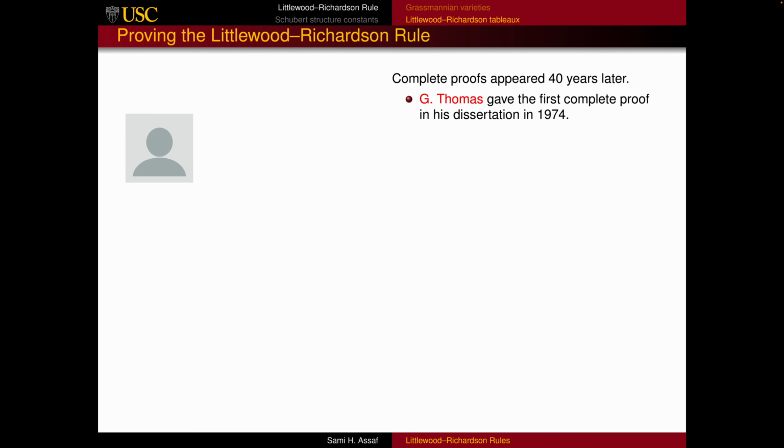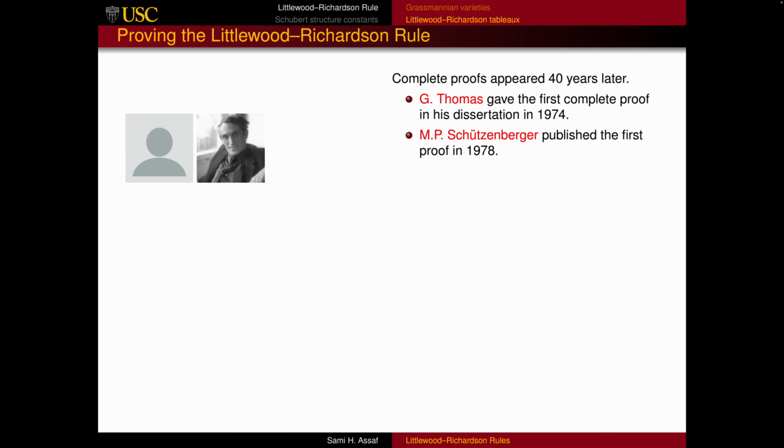It came 40 years later in the thesis of a graduate student in Cambridge. G. Thomas gave the first complete proof in 1974, exactly 40 years later. I don't have a picture of Thomas because despite this remarkable achievement, the internet does not seem to remember him. I think he did not go on to stay in math for that long, which is really a shame because I can't imagine what other beautiful theorems he could have given us.